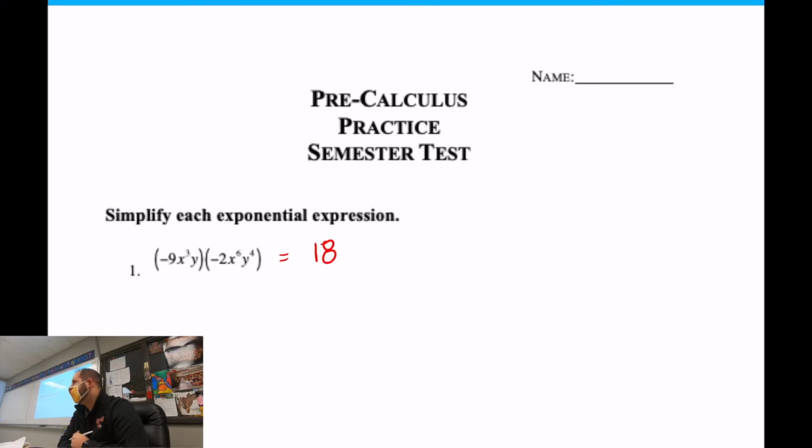What about the variables? You multiplied the letters. Say it again? You add them, right? So how many x's do I have total here? 9 of them. And how many y's do I have? 5 of them. Now, that's the answer. That's it. Done. Complete. Move on.